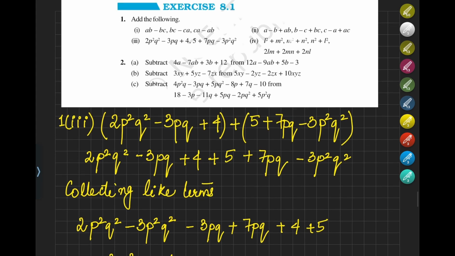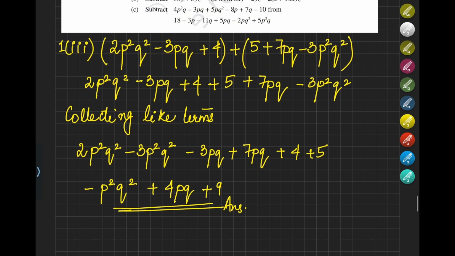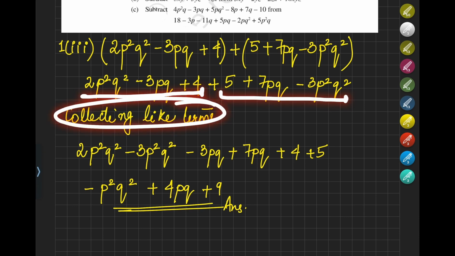Third question is 2p square q square minus 3pq plus 4, and the next expression is 5 plus 7pq minus 3p square q square. Now first term plus sign, second term, and now in the next step we open the bracket as it is visible. We have simply opened the bracket, and after opening the bracket we have to collect the like terms.